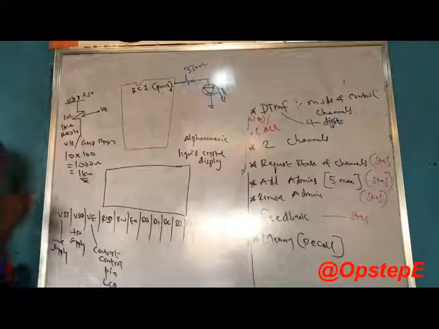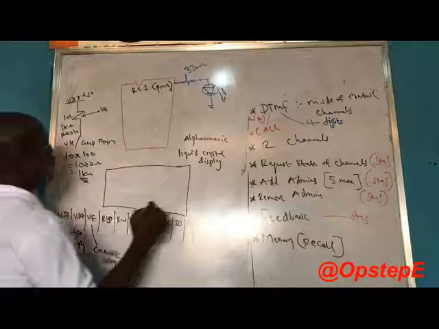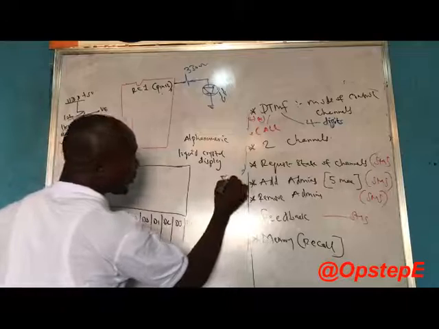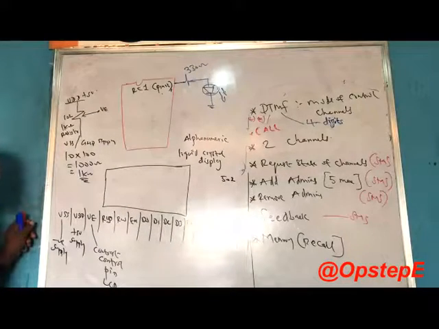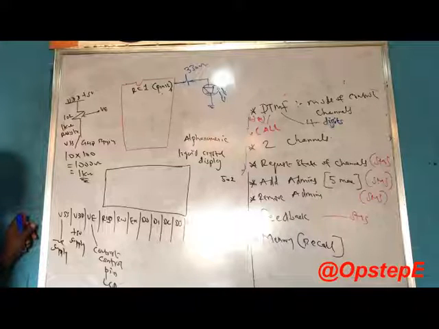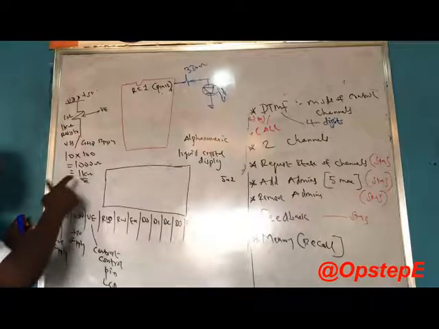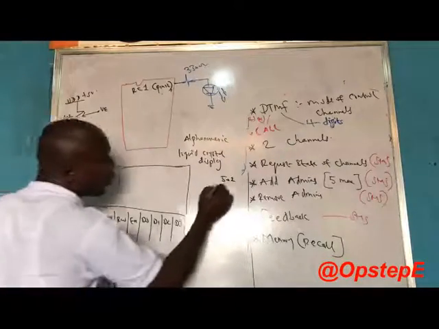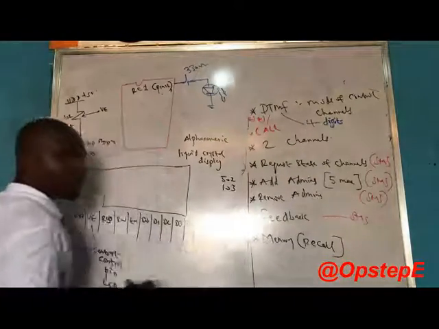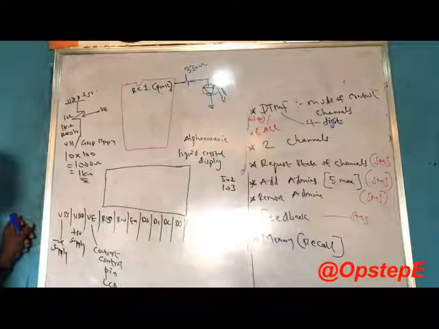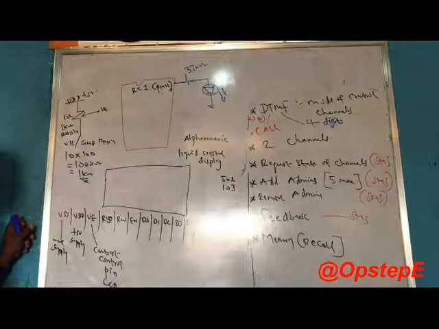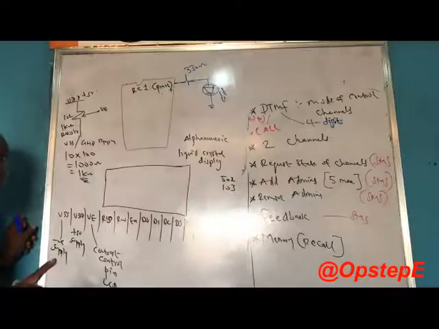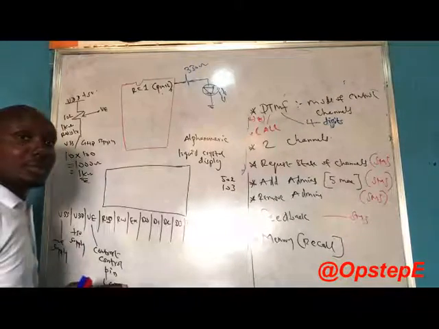Does that make sense? What if you see 502? What would that be? 50 times 100, which is what? 5,000, or 5 kilo ohms. Does it make sense? Yeah. What if you see 103? Still 10 times 1,000, as a 10 kilo ohm variable resistor. Is that straightforward?